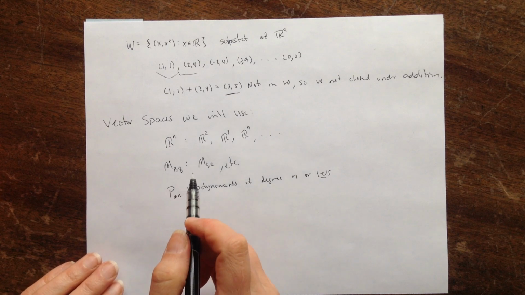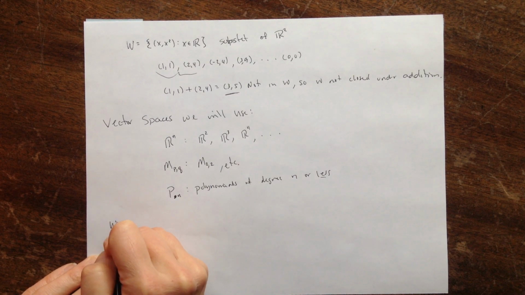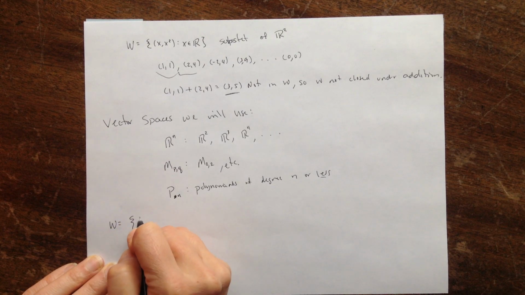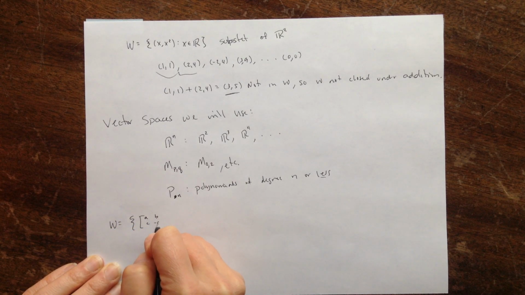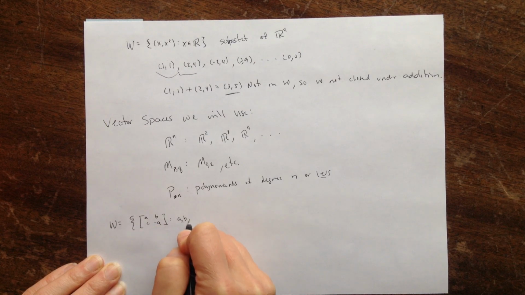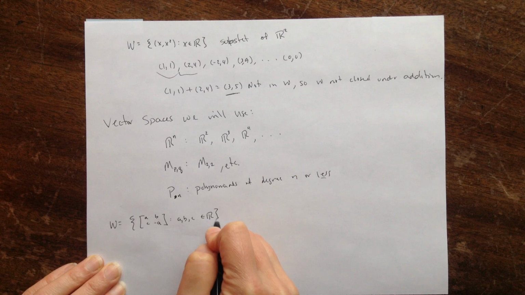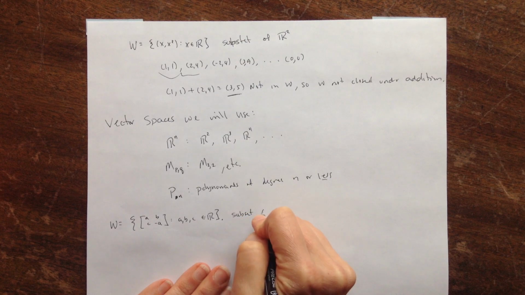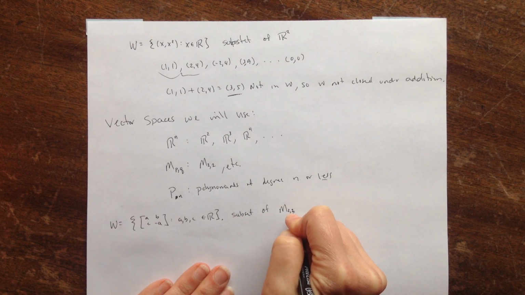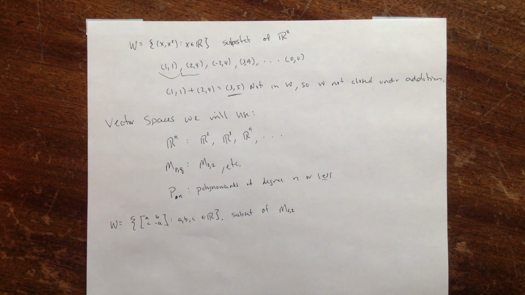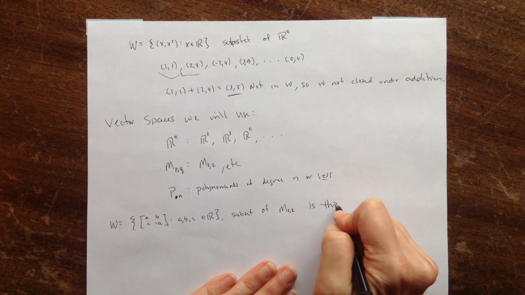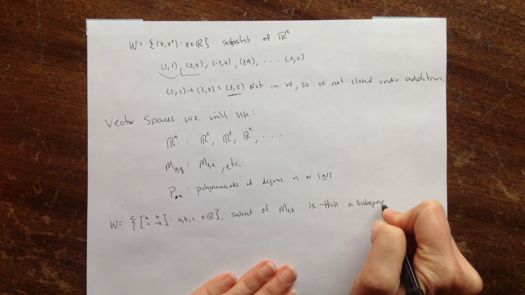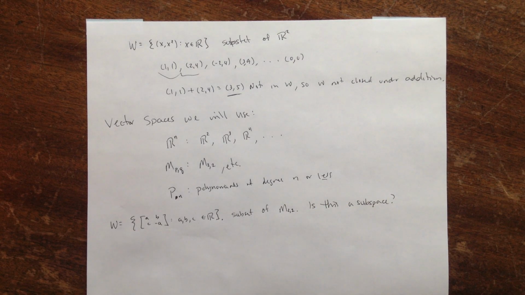So let's look at a subset of the 2 by 2 matrices. Let W equal the matrices [a, b; c, -a] such that a, b, c are real numbers. So here's a subset of the set of 2 by 2 matrices with real entries under the normal operations. Is this a subspace? So we want to know if W is a subspace of M2,2.